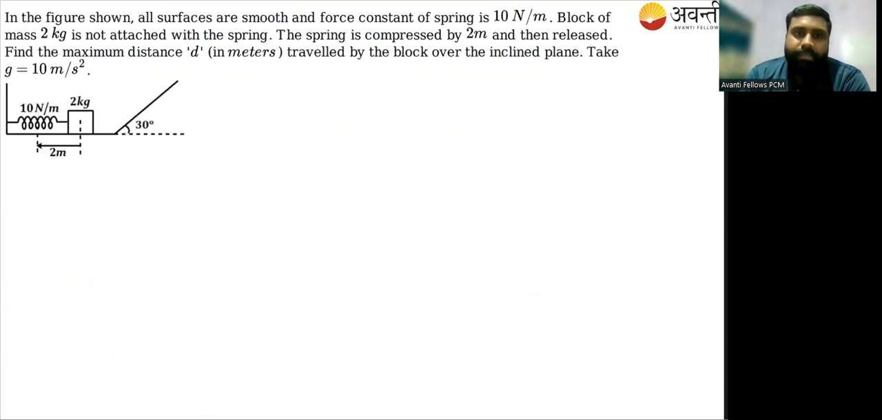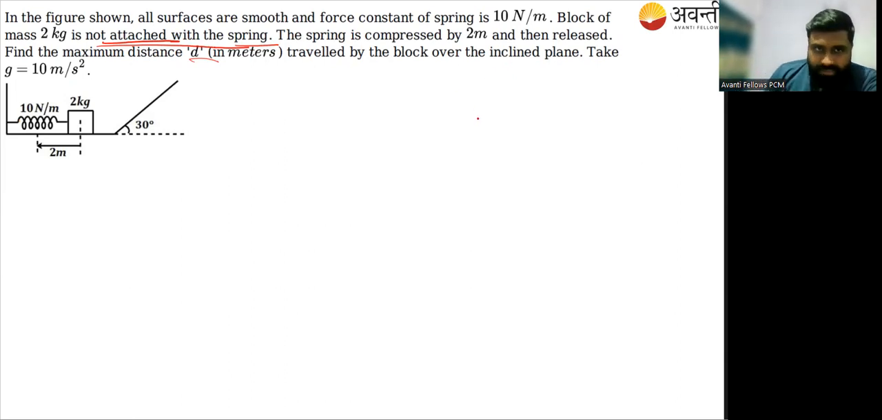Yeah, this one. In the figure shown, all surfaces are smooth and the force constant of the spring is 10 Newton per meter. Okay. A block of mass 2 kg is not attached to the spring. The spring is compressed by 2 meter and then released. This line is said because when we release it, it will not stick to the spring. It will be freely moving. Find the maximum distance d traveled by the block over the inclined plane. Take g equal to 10 meter per second square.